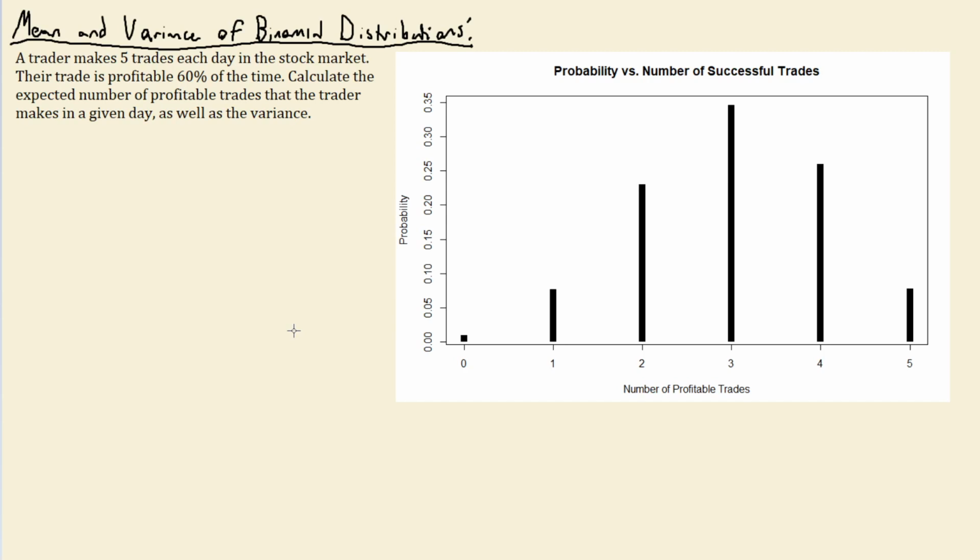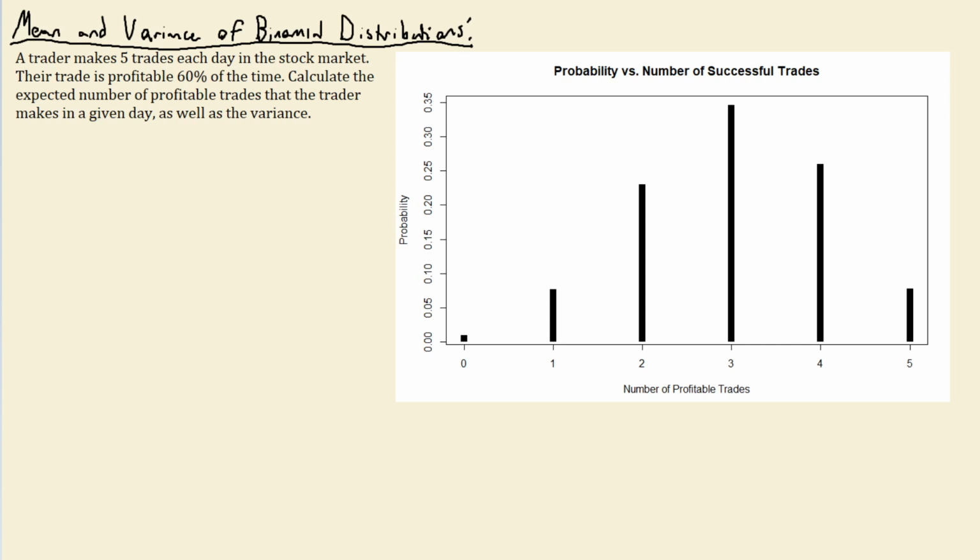Okay, so the last thing that we need to touch on in this video, which is very important, is going to be the mean or expected value and variance of these binomial distributions. And so back to our original example where we have a trader making 5 trades a day in the stock market. If their trade is profitable 60% of the time, we're asked to calculate the expected number of profitable trades that the trader makes in a given day, or the mean or expected value, as well as the variance.